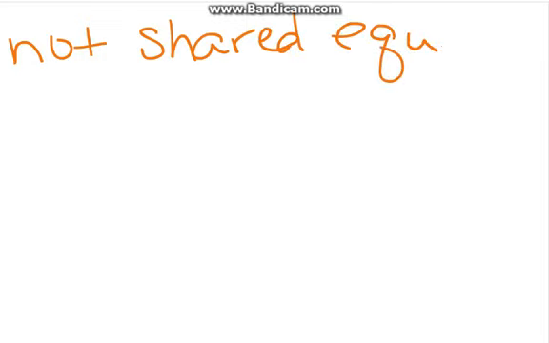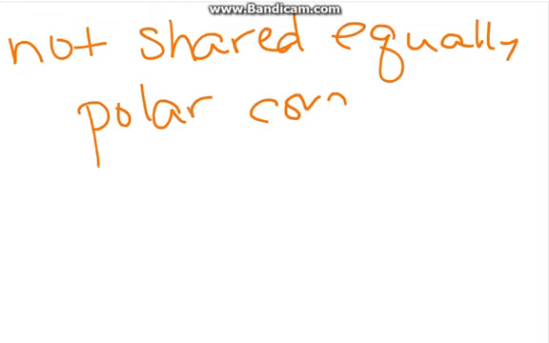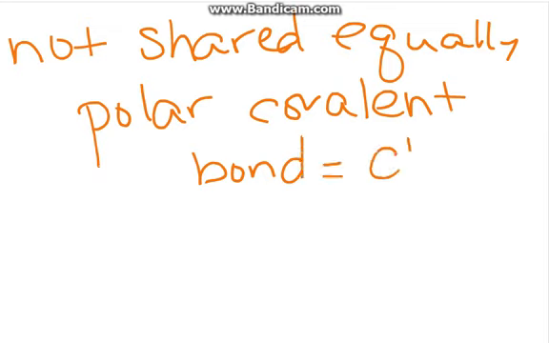The other type is if things aren't shared equally, then you have something totally different. If you have electrons not shared equally, then what you have is a polar covalent bond. And these guys have a charge.